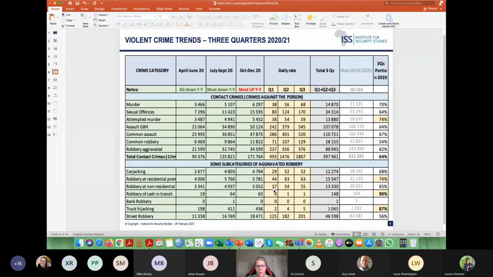But even more worrying is the one that never shows up. We just call it street robbery, but it's the aggravated robbery other. And we know that most of them happen on the street. So we try and calculate these. Still, even under hard lockdown, we had 125 street robberies reported to the police on average a day. By Q3, it's gone up to 201.